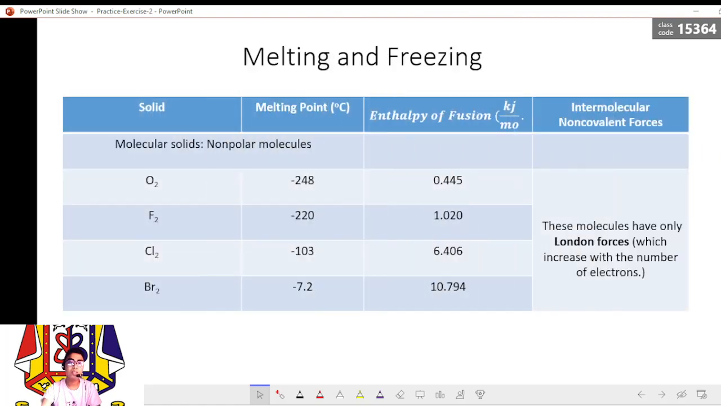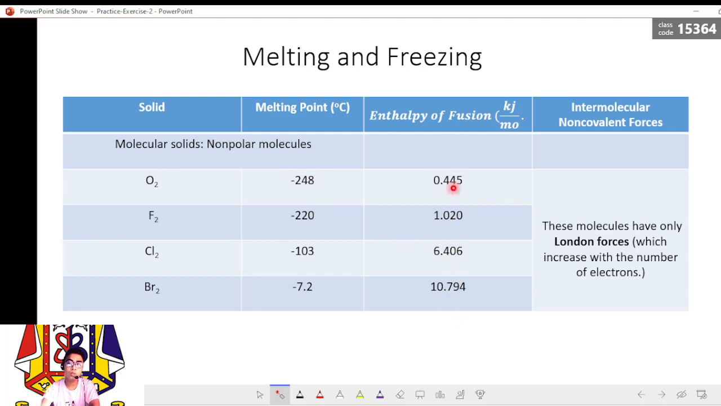So we have here the different tables of an element, especially for solids, and of course for the molecular solids, non-polar molecules, and etc. There are many of those. You're going to look here for the enthalpy of fusion. This is the enthalpy of fusion, which is in kilojoule per mole. That is the unit for the enthalpy of fusion.